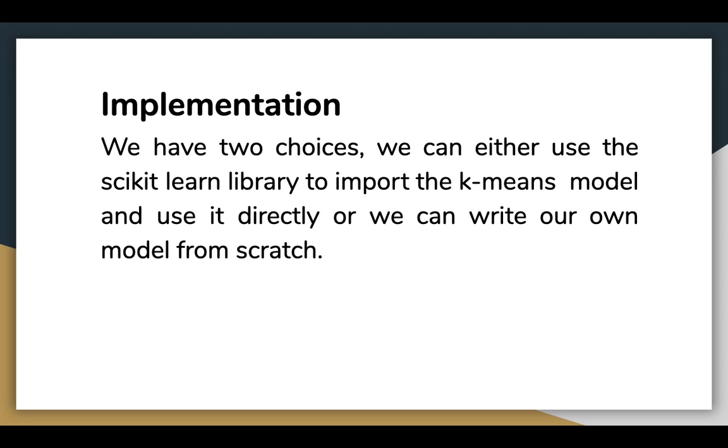So coming to the implementation, we have two choices. We can either use the Scikit-Learn library, import the k-means model and use it directly, or we can write our own model from scratch. Writing our own model from scratch using NumPy and Python is very easy for k-means, but to see how the algorithm works very quickly, in the next video we'll implement k-means using the Scikit-Learn library.